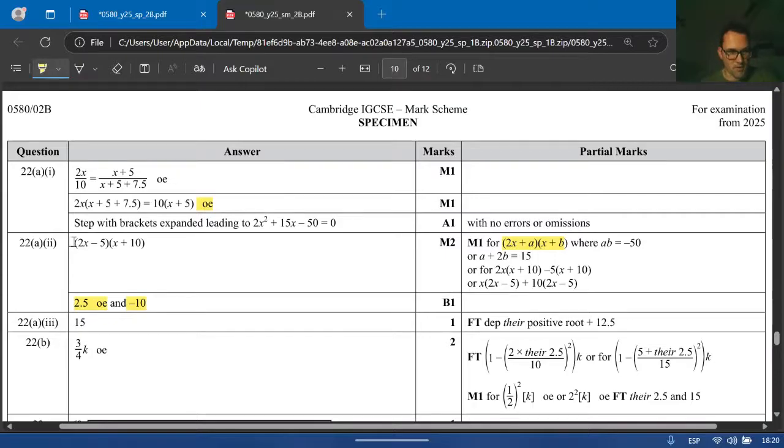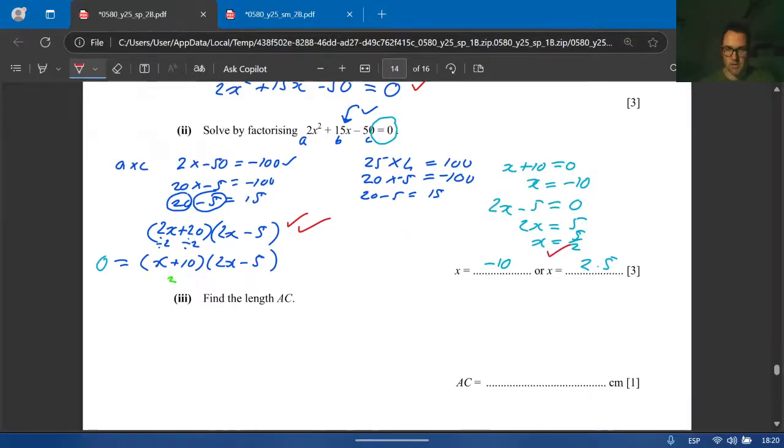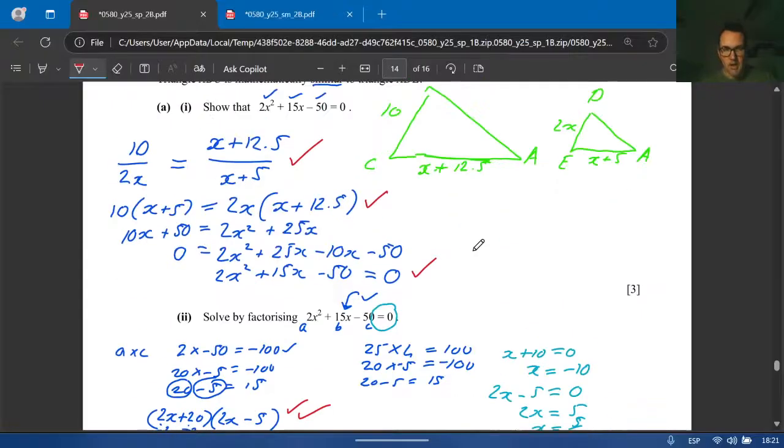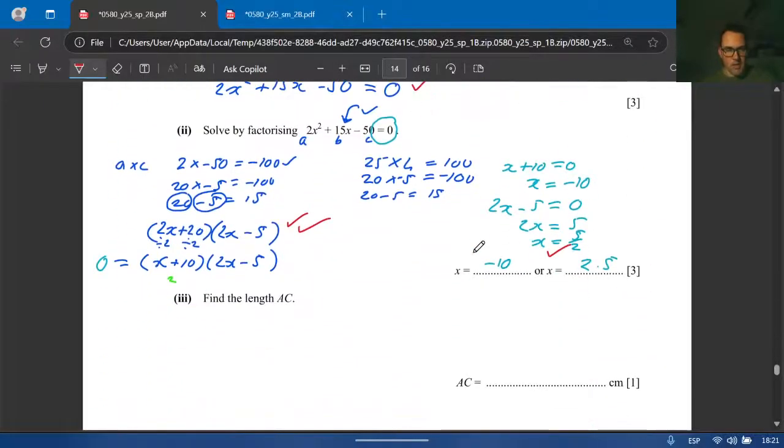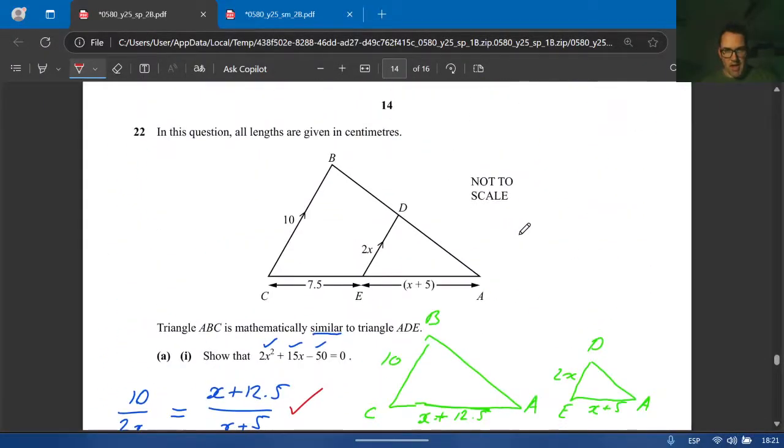Yeah, fully correct factorization, 2 marks. If it's not right, but yeah, there's all these funny rules there. Okay, you get 1 mark and then 1 mark for both of these correct. Nice. Okay, isn't that fun? Right, next one. Find the length of AC.